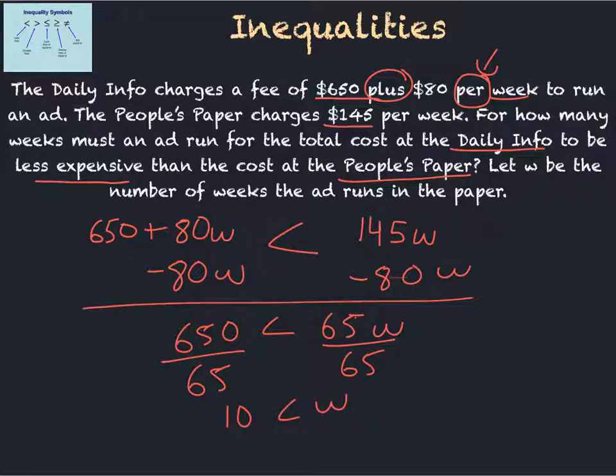Now, normally we'd like having the variable first, so just read this backwards. If you read this backwards, that's just w is greater than 10. So that means now we want it less expensive. That's why we used a greater than symbol, right? I'm sorry, that's why we used a less than symbol initially, right? Because if it's exactly 10 weeks, is that less expensive? No, that's the same price, right? But 11, 12, 13, 14 weeks, then the Daily Info starts being less expensive than the People's Paper to run an ad, okay?